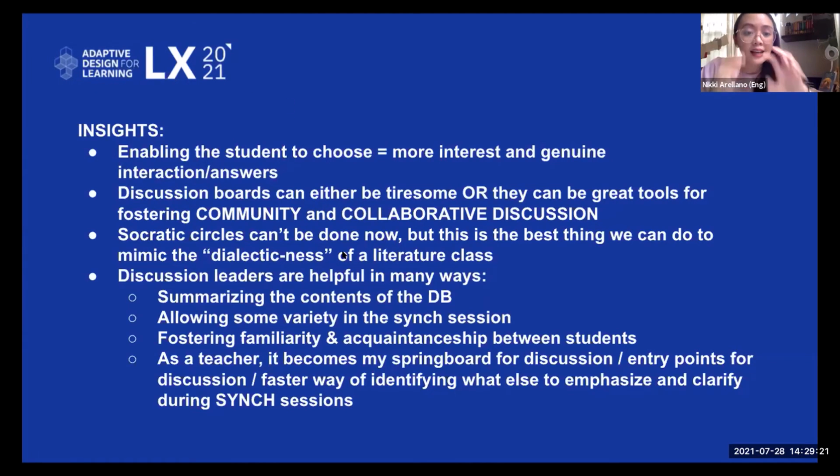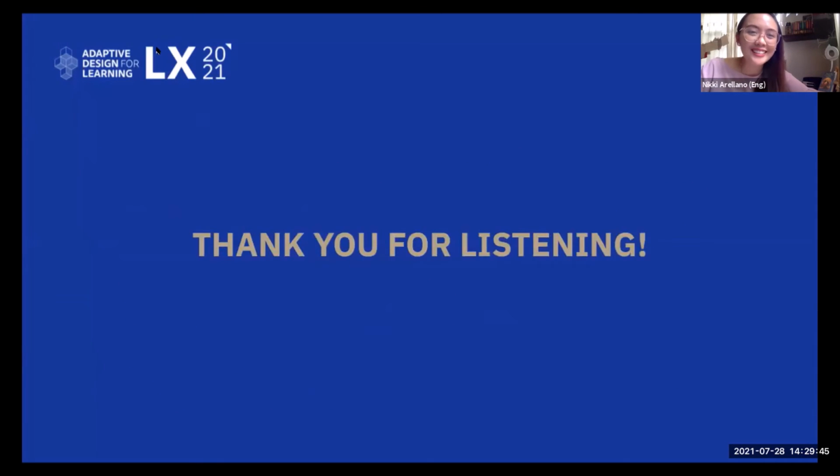So here's, and last, as a teacher, personally, it also is easier for me because it becomes my springboard for discussion. And you know, I use it also as entry points for the discussion in the synchronous session. And it allows me a faster way of identifying what else to emphasize and clarify during the synchronous session. So that's it. Thank you for listening.